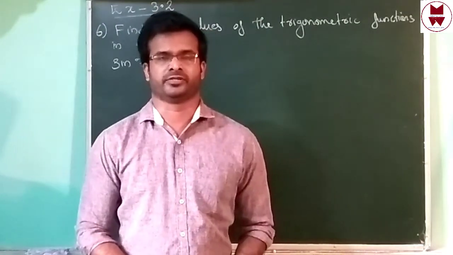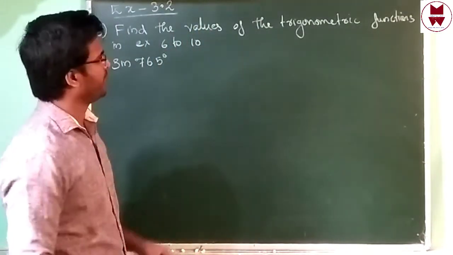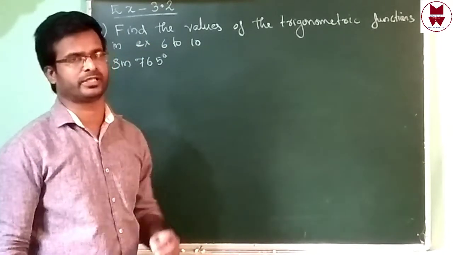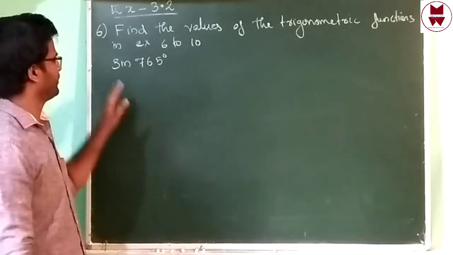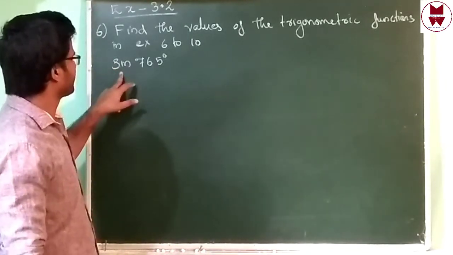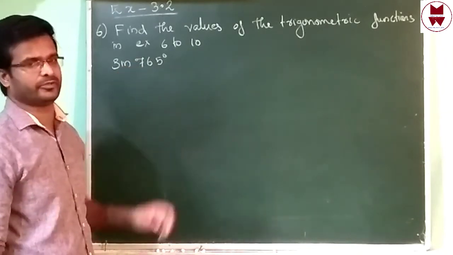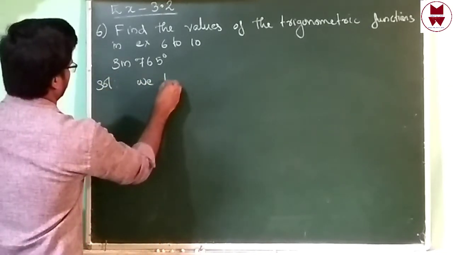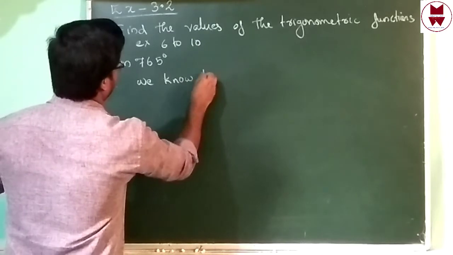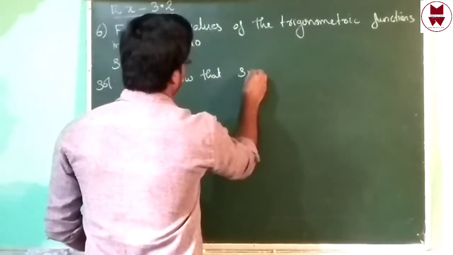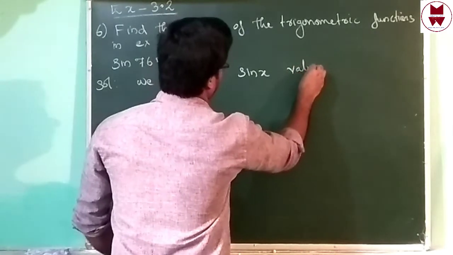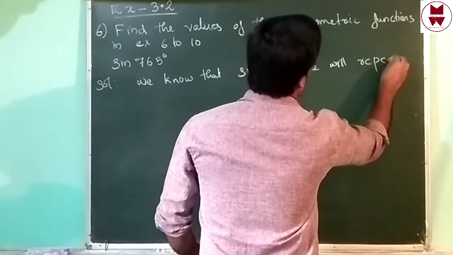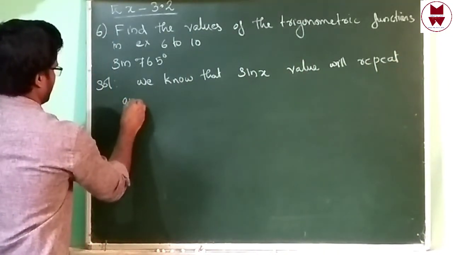Now we can see question number 6. Find the values of the trigonometric functions in exercises 6 to 10. That means for questions 6 to 10 we have to find the values. Here one function is given, that is sin 765. We have to find that value. First we write, we know that the sin x value will repeat after an interval.